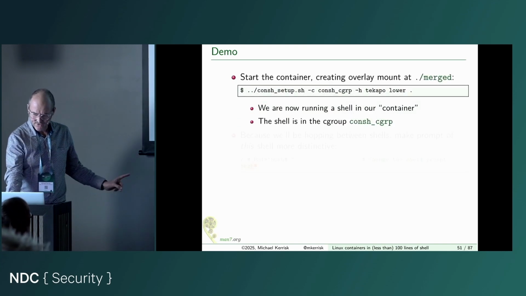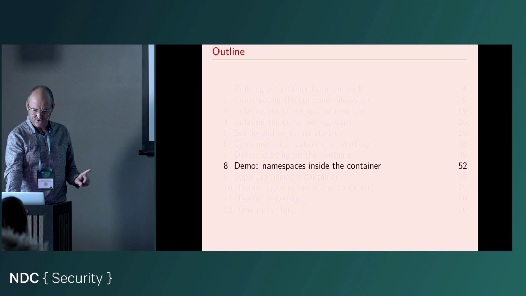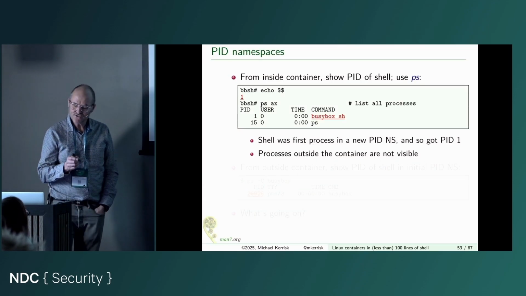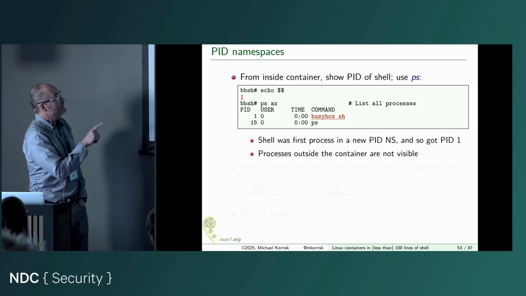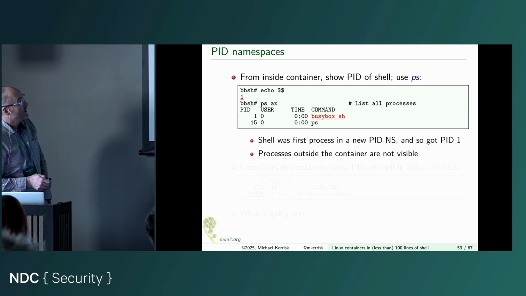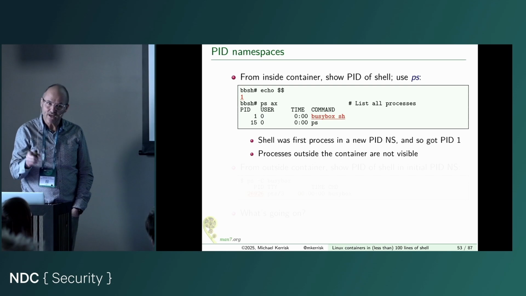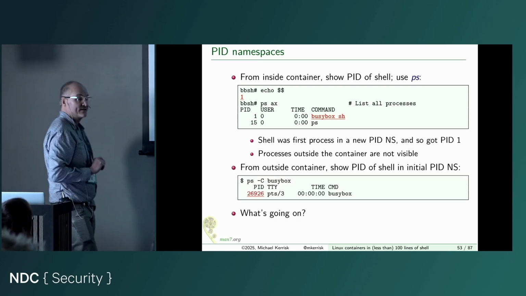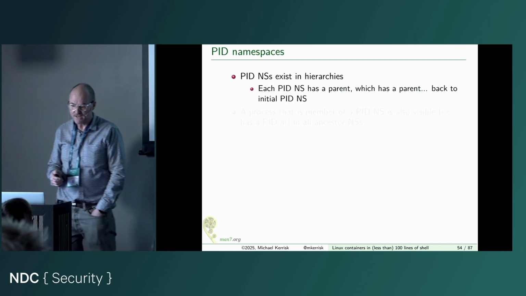So, these are the steps where I launched my container, just on the slides. Everything's on the slides. So then the question is, what about the namespaces inside my container? Well, we saw that my shell has PID 1. That's because of the new PID namespace. We saw that outside, the process has a different PID.